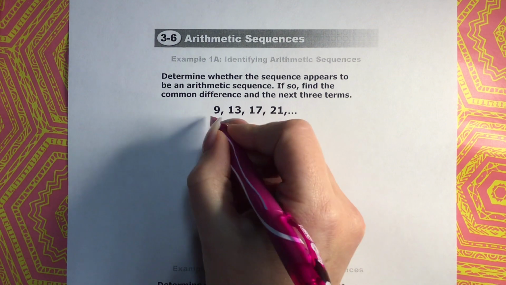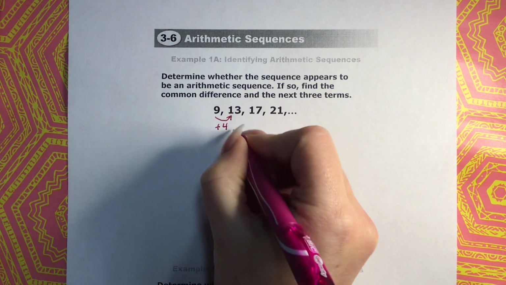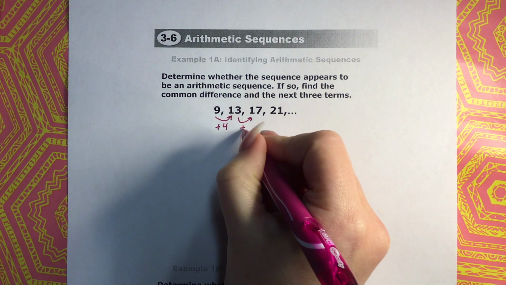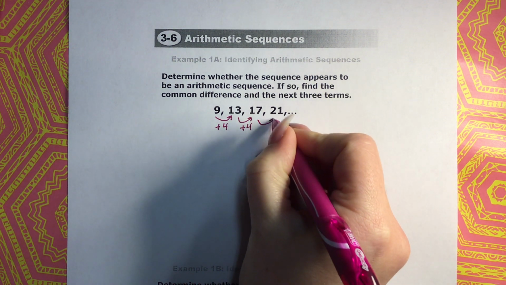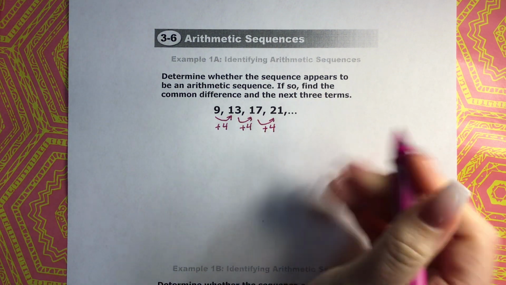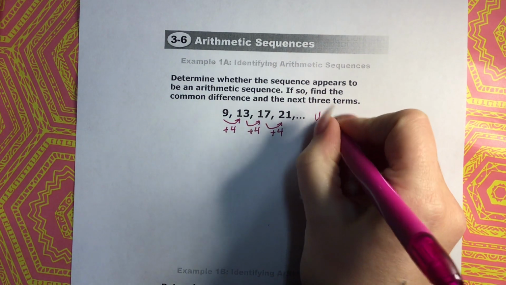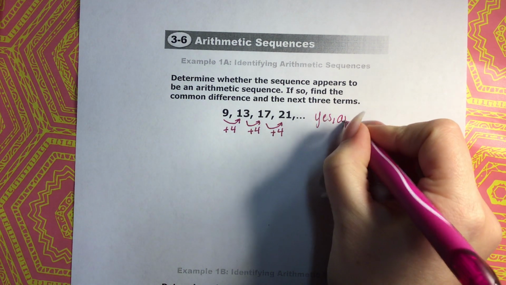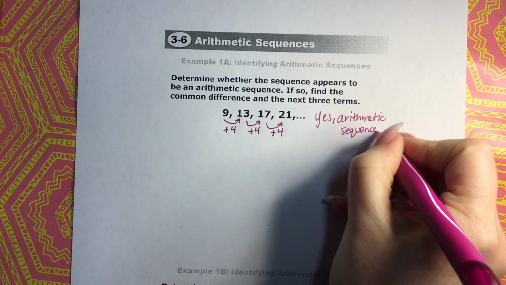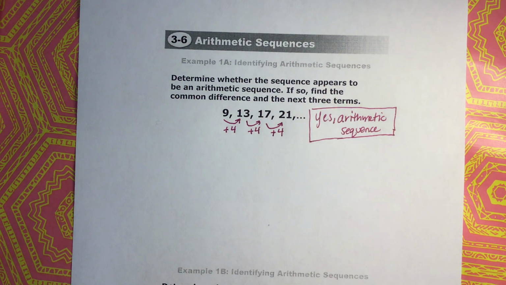So from 9 to 13, what is happening? Well, it looks like 9 plus 4 is 13, right? What about 13 to 17? Well, yeah, we just add 4 again. What about 17 to 21? Well, yes, we add 4 again. Perfect. Okay, so yes, this is an arithmetic sequence. Okay, so if it's an arithmetic sequence, then we have to find the next 3 terms, okay?